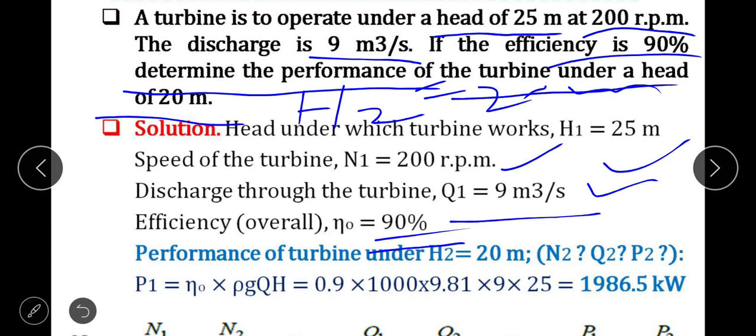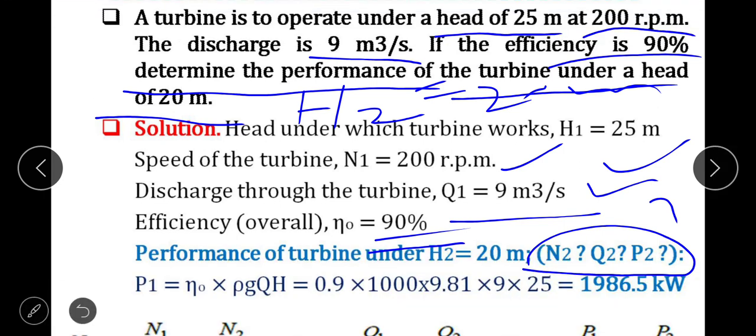That is the basic concept of unit quantities. The efficiency of the turbines should not get affected, right? Unaffected means it should not get affected. Performance of turbine under H2 equal to 20 meter: what is N2? What is Q2? What is P2? Is the question.